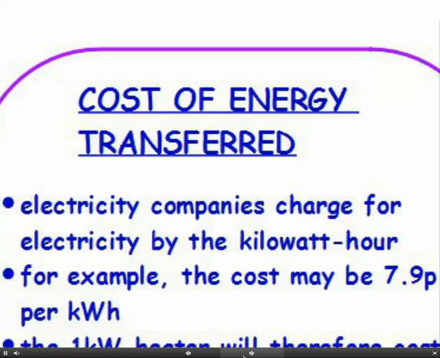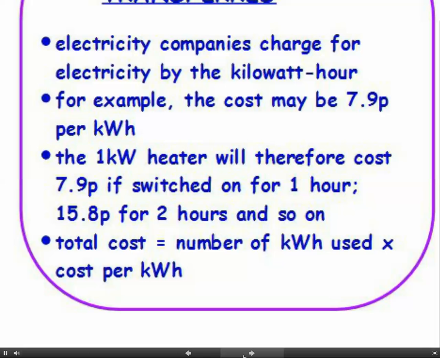We can work out the cost of energy transferred. Electricity companies charge for electricity by the kilowatt hour, and they'll state the cost of it on your energy bills. So for example, the cost may be 7.9p per kilowatt hour. So the 1 kilowatt heater will therefore cost 7.9p if it's switched on for 1 hour, or 15.8p if it's switched on for 2 hours, and so on. So to work out the total cost, it's number of kilowatt hours used times cost per kilowatt hour. And just watch out, do they want the answer in pence or pounds?